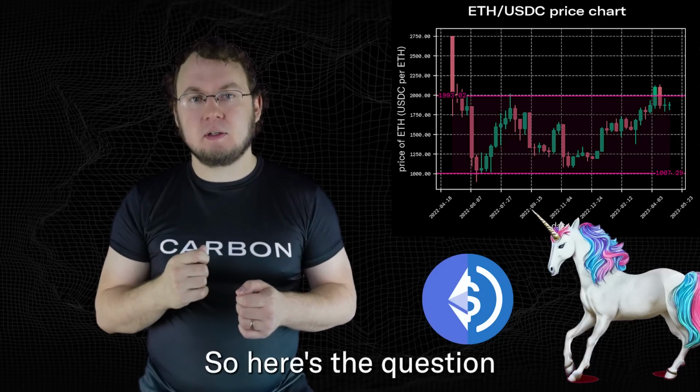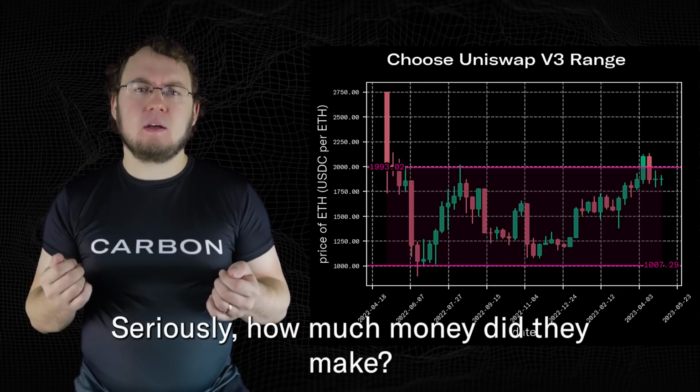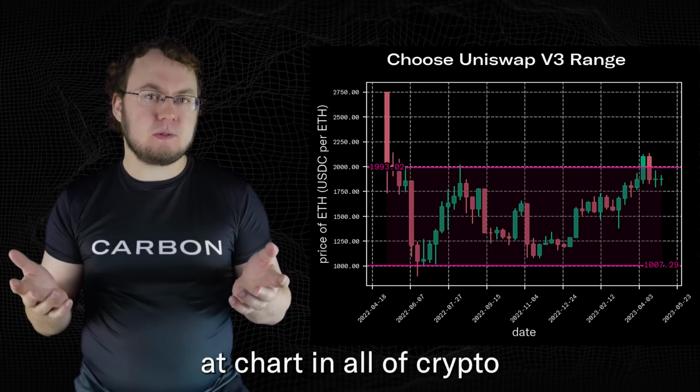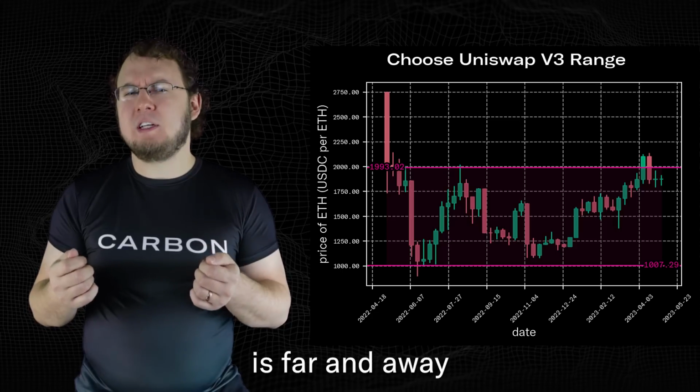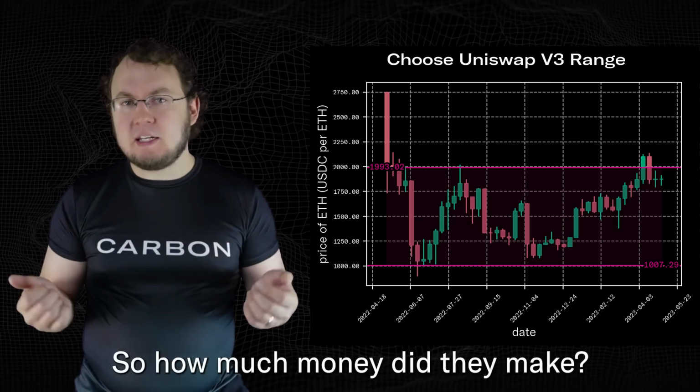So here's the question. How much money did they make? Seriously, how much money did they make? ETH/USDC has to be the most gawked at chart in all of crypto, and Uniswap version 3 is far and away the most popular DEX on ETH, so how much money did they make?